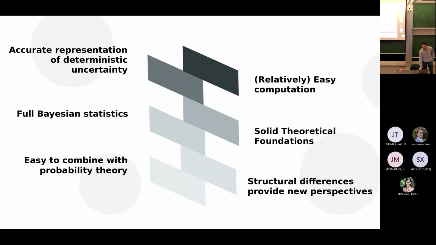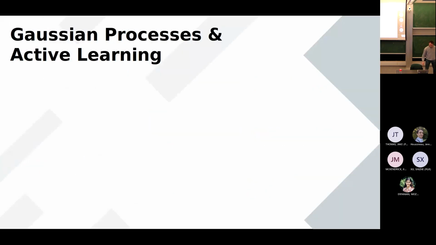That was the possibility theory. Everyone okay? Questions? You're all trusting me. Perfect. Okay. So I'll talk about the Gaussian processes and active learning.